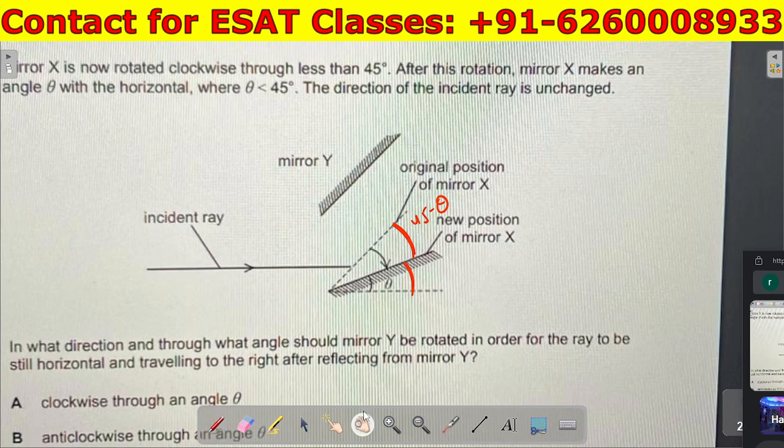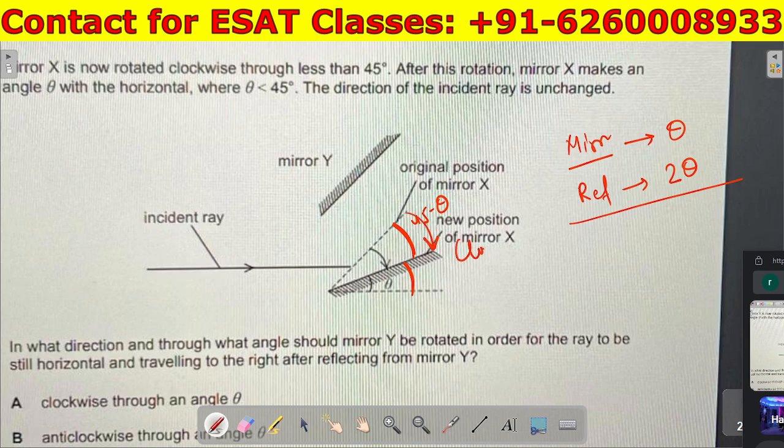Okay, so this is the 40. According to our first theorem, if the mirror is rotated by an angle theta, the reflected ray will get rotated by 2 theta, in the same direction. See, it is rotated in a clockwise manner.